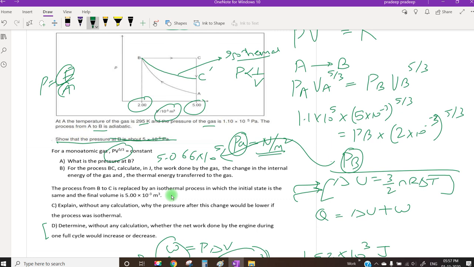Okay, anyways, let me explain. BC dash is your new isothermal process where the pressure is inversely proportional to the volume. If I focus on B to the new C dash, the volume is increasing, right? Since the volume is increasing and pressure is in inverse relation, the pressure will definitely decrease. That is how we explain this without any calculation: the pressure would be lower, right?